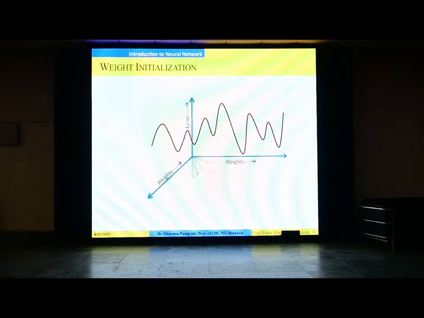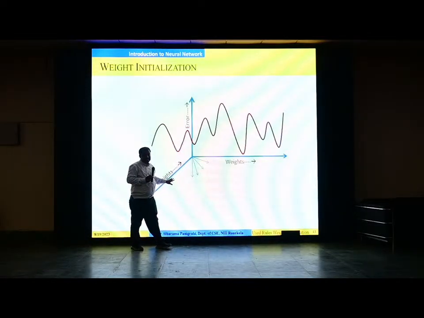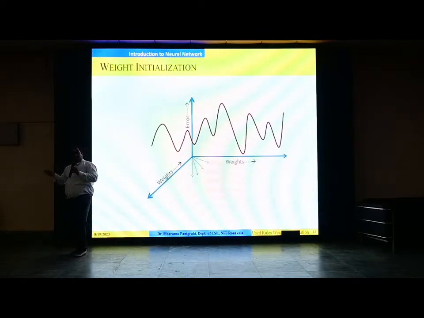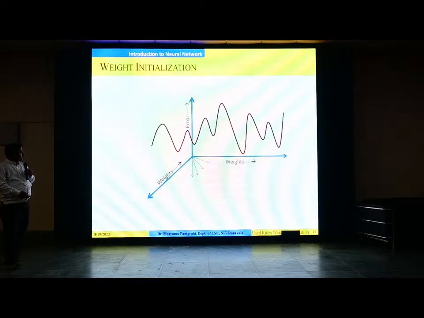Let me go through an error function. This is the error function. This error is a function of what? Weights and biases, right? Here, let me consider the bias also a weight. Now suppose you are unfortunate enough, so you initialize the weights randomly from a poor location. Let's say you have initialized from that location.